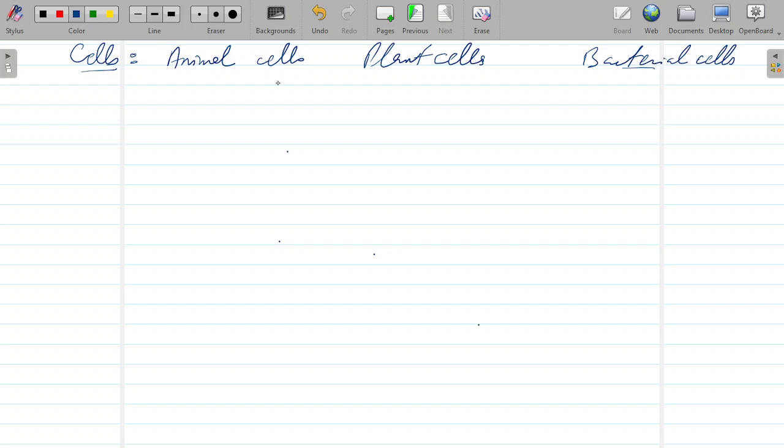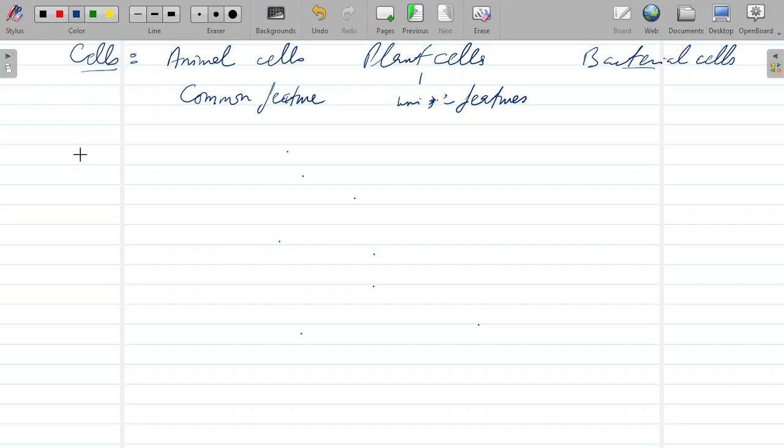And what we'll also talk about are certain features that we find in the cell, what the cell looks like, what makes up a cell. So we'll look at common features that are found in both animal and plant cells, and then certain unique features, so to speak. Right, so let's talk about animal cells first.